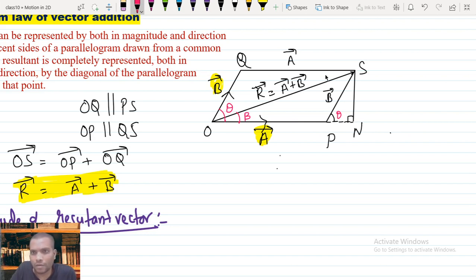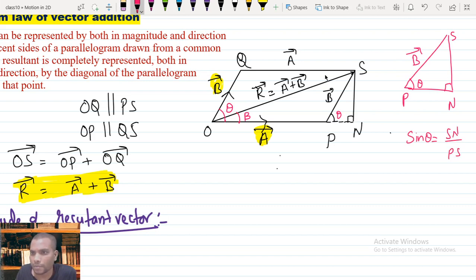And here we got a right triangle, one small right triangle, PNS, where the angle equals theta. We know that the PS side is nothing but B bar. Now from the triangle, if this is 90 degrees, let me write sine theta equals SN upon PS, perpendicular by hypotenuse. So from that I can write SN equals PS sine theta, which I am going to use later.